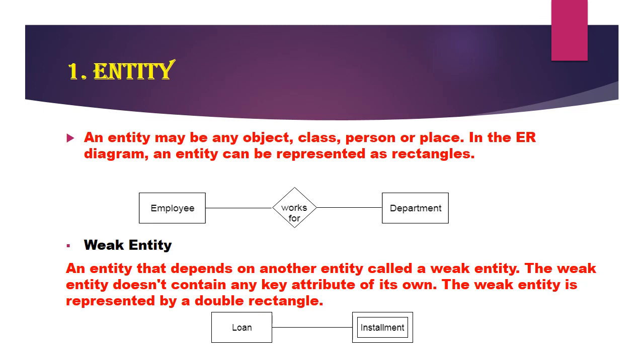The other type of entity is weak entity. A weak entity is simply known as when an entity depends on another entity, then it is known as weak entity, and it is represented by a double rectangle.